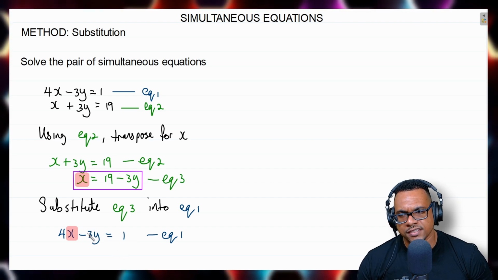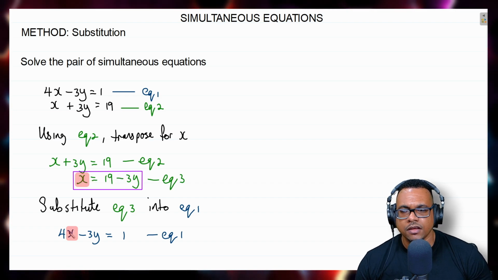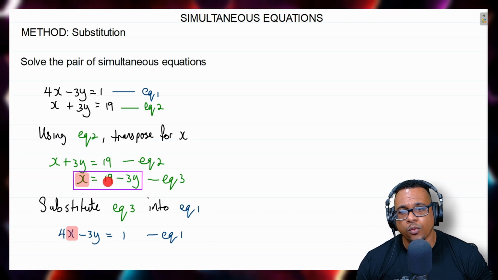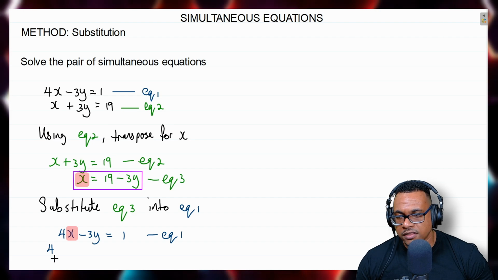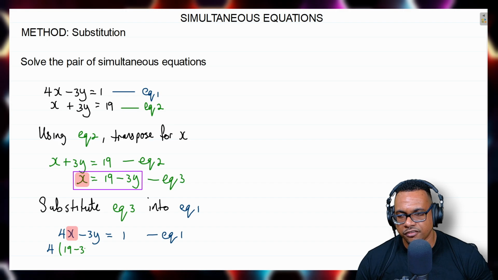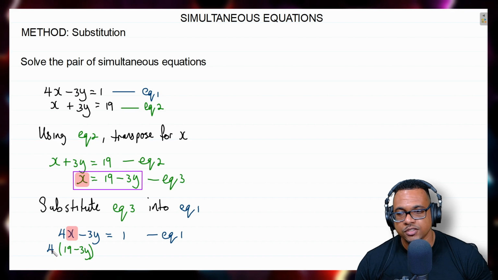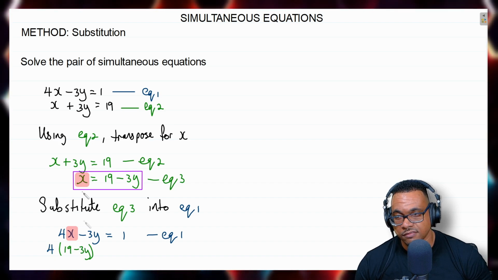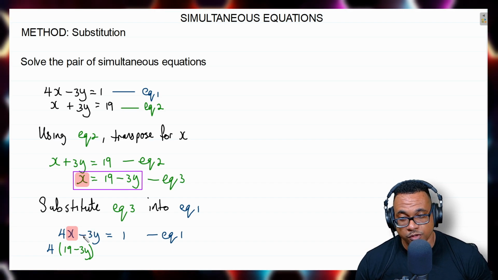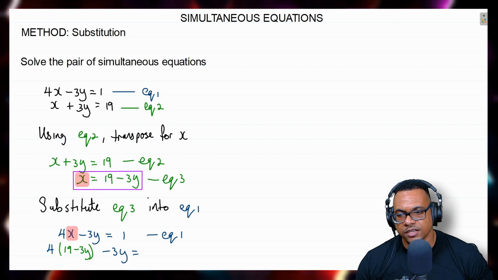So what I'm going to do is, you see this x here? Because we have x is equal to 19 take away 3y, I'm going to replace this x here with that 19 take away 3y because that's what x is equal to. So I'm going to have 4 multiplied by x, but that x would be 19 take away 3y, close brackets. So you see it? 4 multiplied by x. So now we have 4 multiplied by what x is equal to, and equation 3 shows us what x is equal to. So now we're going to write the remainder of equation 1, which is negative 3y is equal to 1.